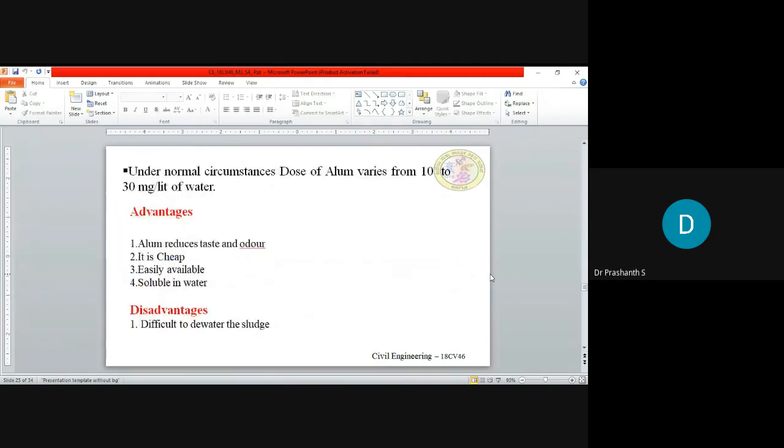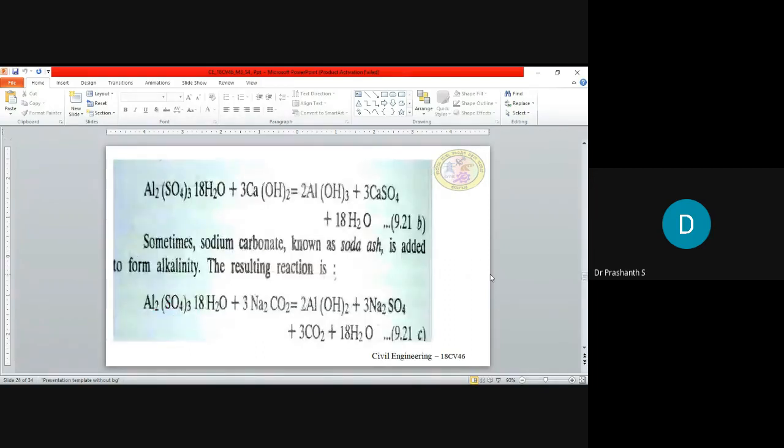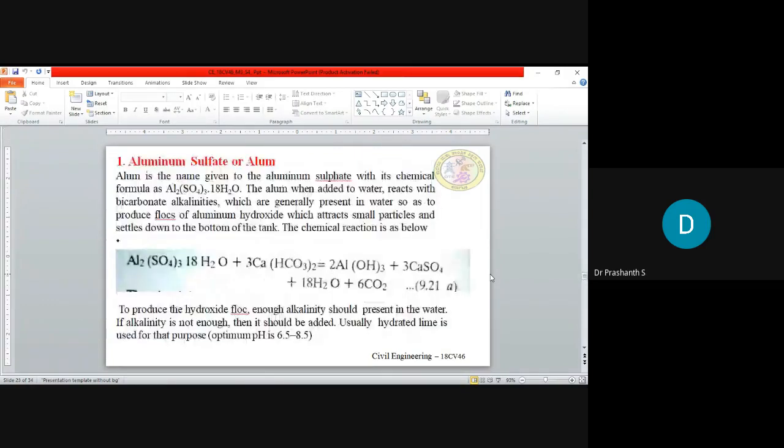Under normal circumstances, the dose of alum varies from 10 to 30 milligram per liter. So for every liter of water, you have to add 10 to 30 milligrams. Very simple: add alum to the water. Water naturally contains bicarbonates, so it forms aluminum hydroxide. This is the precipitate which attracts the particles and settles down. With that, we also get other chemicals as a byproduct.